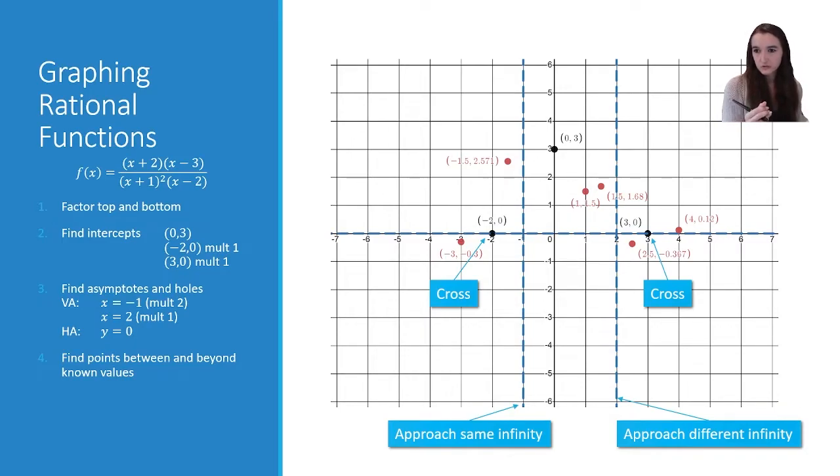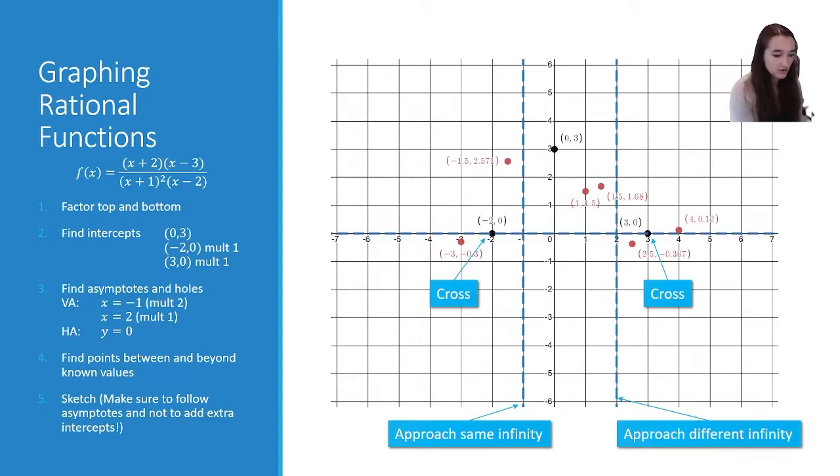Notice a few things here. Our last step is going to be to sketch, and we need to make sure to follow asymptotes and not to add extra intercepts. This is a big one. Don't add extra intercepts. Pay attention.